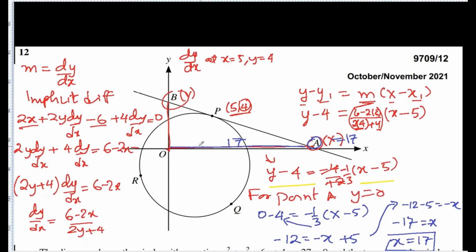This is a long line, it is 17. The rise is 17 over 3 and the gradient is 1 over 3. That makes perfect sense. So we have the base as 17, and the height now is 17 over 3. So we can find the area of the triangle now.